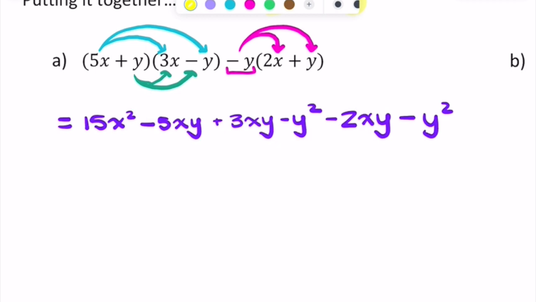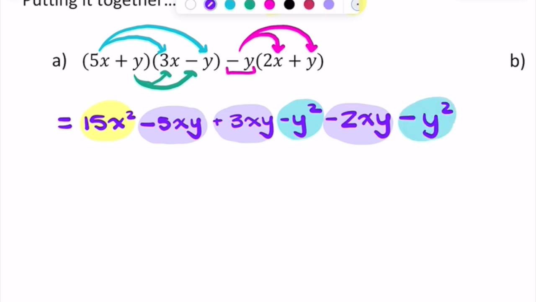Now let's take a look for any like terms. This x squared doesn't seem to have anything going on there. This -5xy, I'm looking for other terms that have xy. And that's the positive 3xy and the -2xy. Those are all like terms. And then I'm looking for this y squared. I have a -y squared and another -y squared.